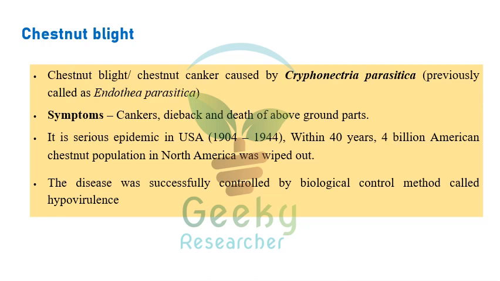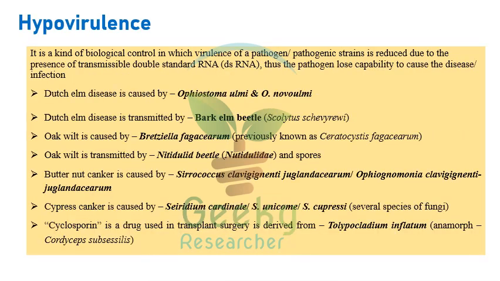The symptoms include cankers, dieback and death of above ground parts. Actually, this was a very serious disease in the United States of America in the period between 1904 and 1944. In almost 40 years, more than 4 billion American chestnut trees were wiped out only because of this chestnut disease. And hypovirulence is the phenomenon associated with chestnut blight, because hypovirulence is the best mechanism for the management of chestnut blight.